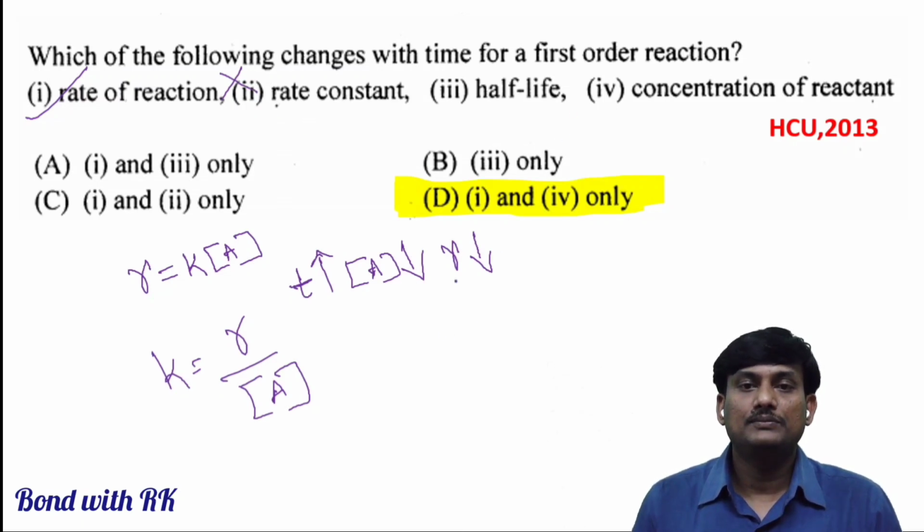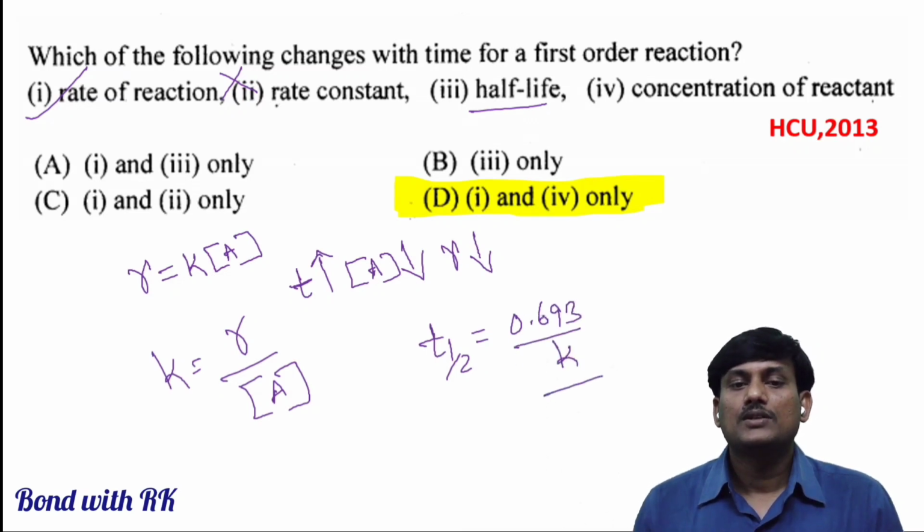Half-life: this is the half-life equation. T half is equal to 0.693 by K. It is independent of concentration, so it is independent of time. The half-life of a first order reaction is independent of time, so this one is also incorrect. Concentration of reactant: we know that as time increases, there is a decrease in concentration. So these two parameters, rate of reaction and concentration of reactant, depend on time. So D is the correct option.